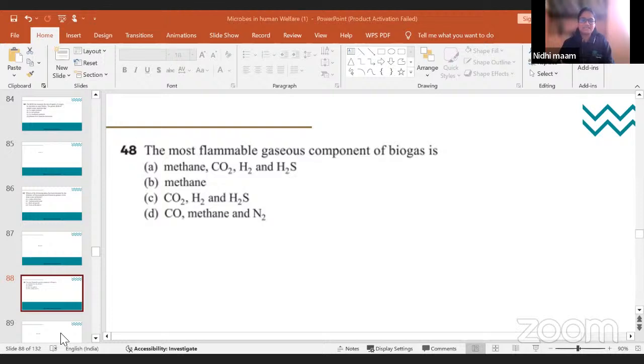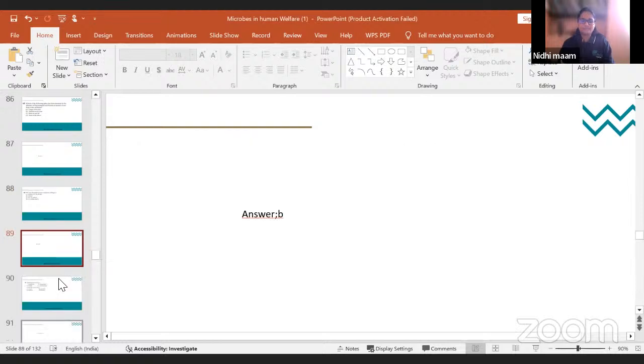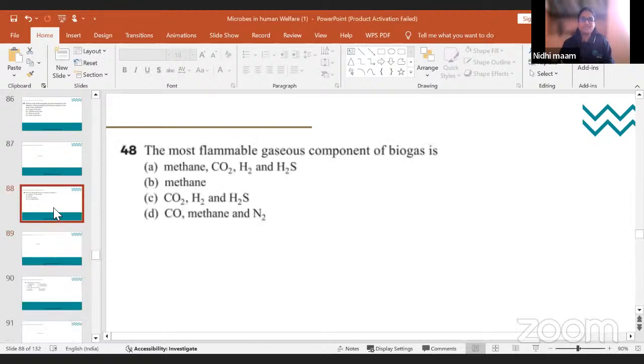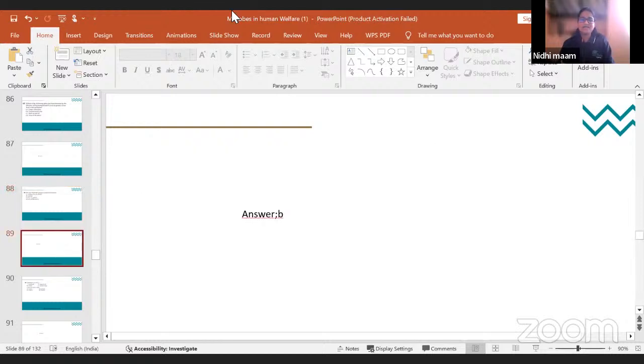So the right answer is here. Option B. Which one? Methane is the flammable, most flammable gaseous component.